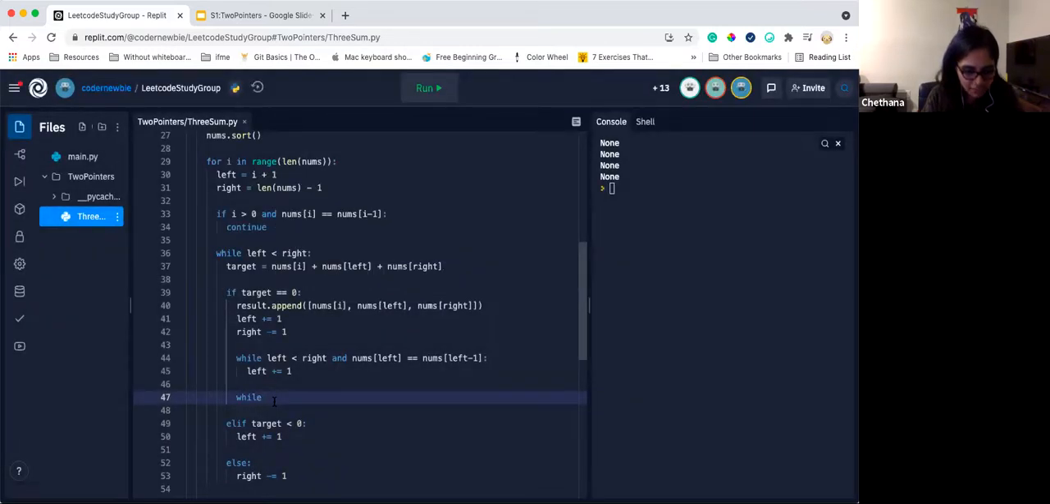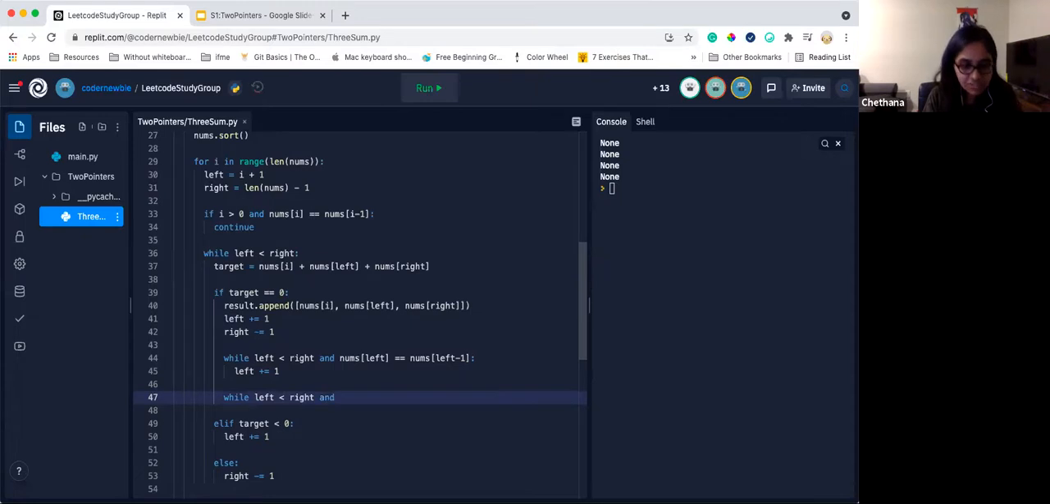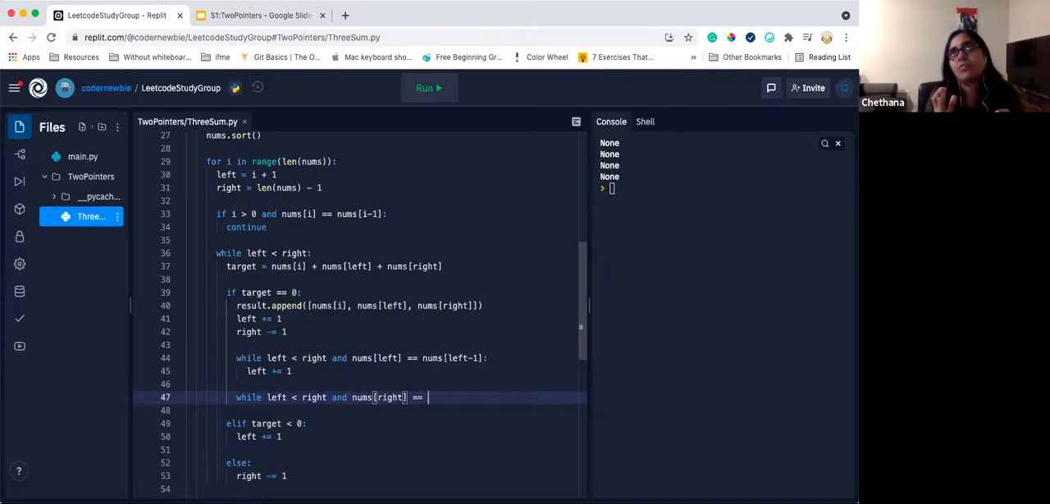let's do the same thing for the right. And this time we're just going to do it for right, because the right pointer always keeps moving from the end inward. We're just going to make sure the next element is not equal to the current element.